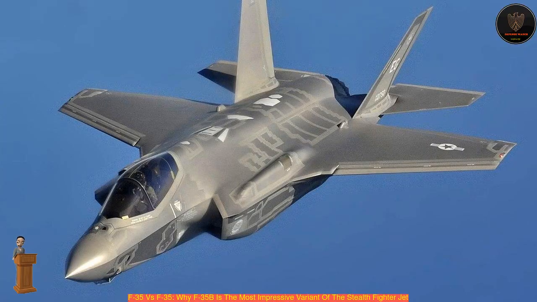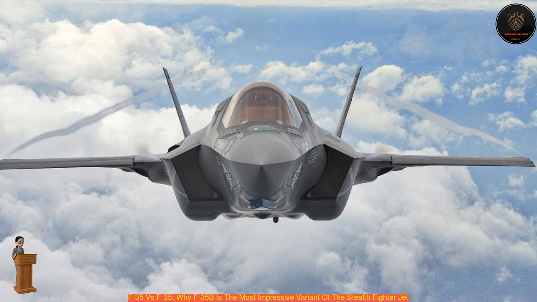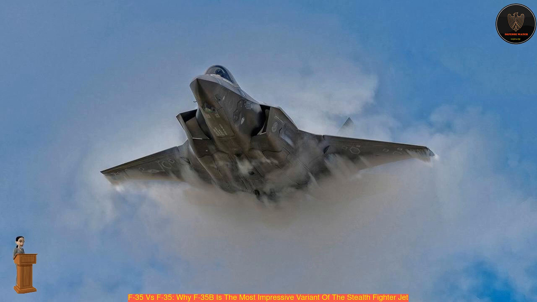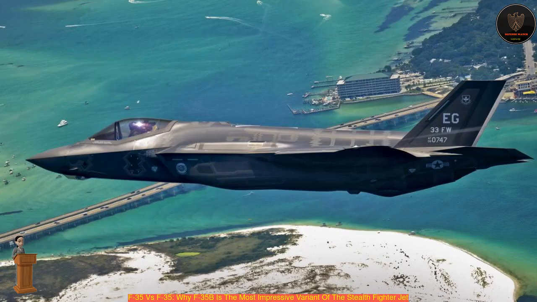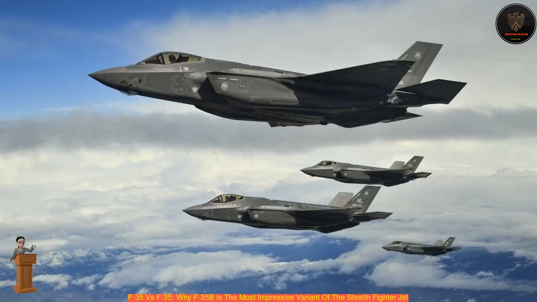V/STOL, vertical and or short takeoff and landing. This is the most sophisticated way of taking off and landing, where the aircraft is fitted with special design features allowing it to take off and land vertically, like a helicopter. This requires a lot of engine power to keep such a heavy aircraft in a stable vertical hover and has to give up some of the features like payload and fuel capacity. However, this is particularly beneficial for places with very short or no runways, like smaller aircraft carriers.